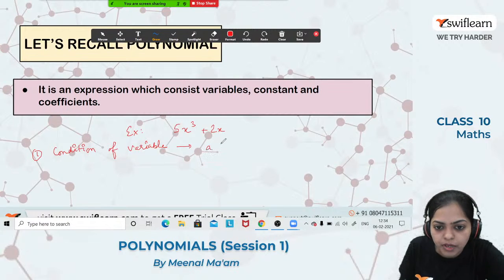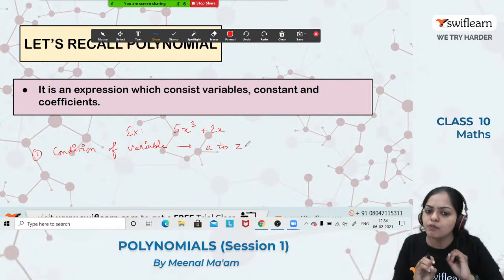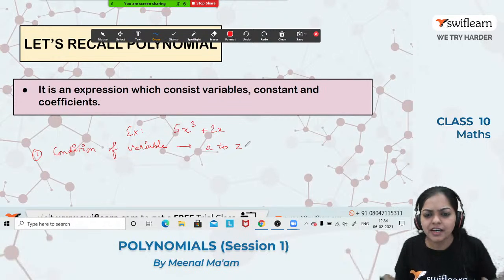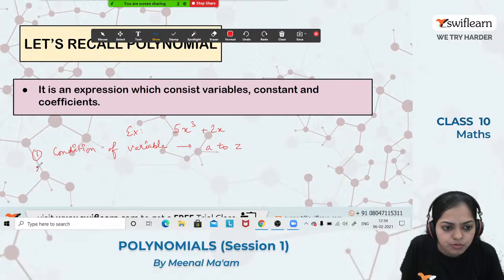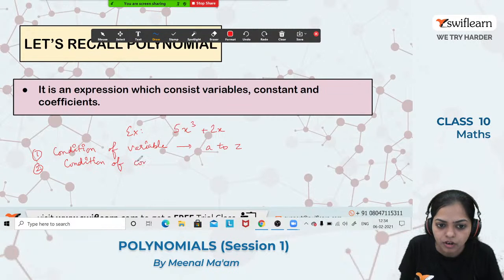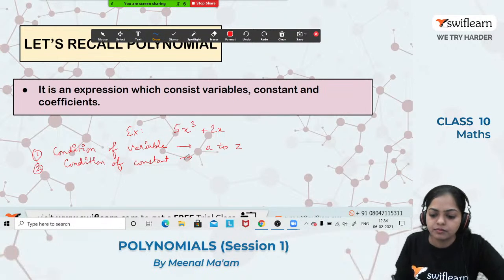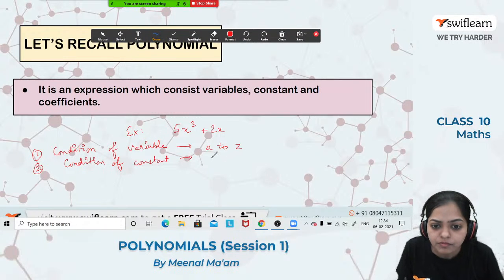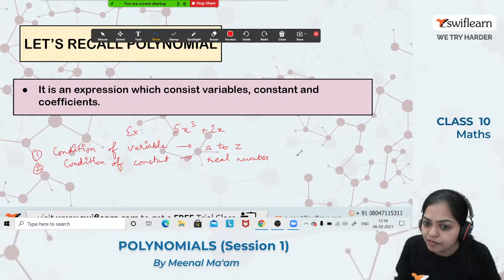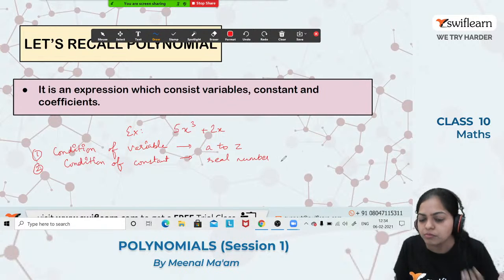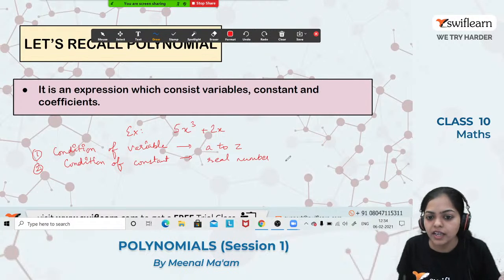The variable can be any alphabet. It can vary from A to Z. We can take any variable from A to Z: A, B, C, D, whatever we can take. Next, move on to the condition of constant. Again, there is no condition on the constant. We can take any constant term. For example, we can take any number, any real number. It can be a positive number, it can be a negative number, it can be a square root number, it can be a cubic number. Anything. We can take any real number.